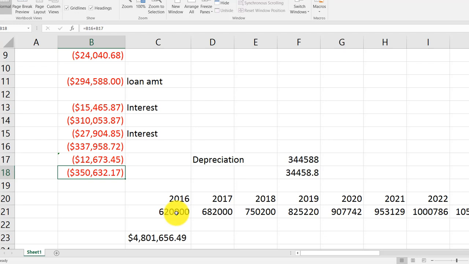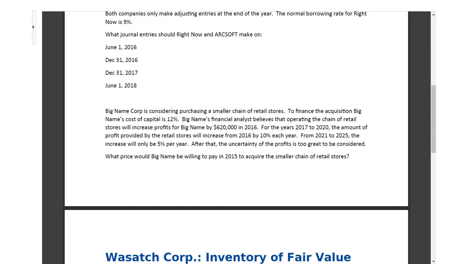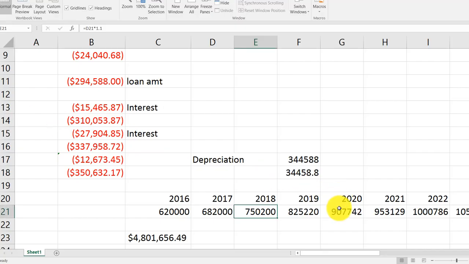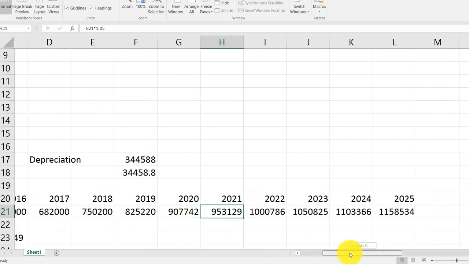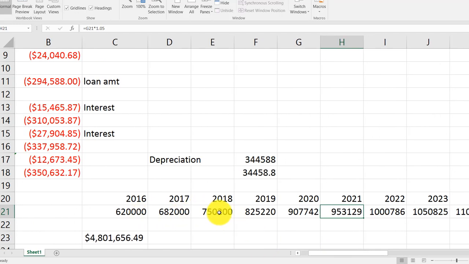In 2016, it's going to bring in this cash flow. Next year, that cash flow and so forth. And to do an increase, you just multiply by 1.1, and then when the increase is 5%, you just multiply by 1.05. And you just have to schedule out all the years, because each one of them is different. You can't skip a step here. You have to have each year listed and the amount.